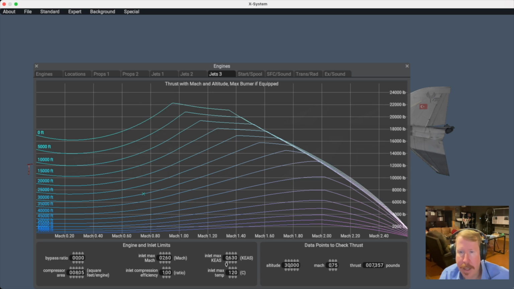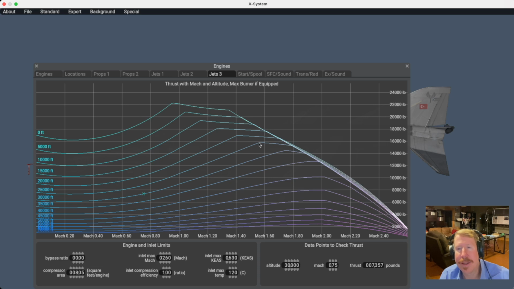Inlet max knots equivalent airspeed. Think of this as just a number that shows up in your airspeed indicator. So when you're above 630 knots indicated, you don't get to do much more and your thrust kind of falls off. But if you want to go faster, you can always go higher. And so if you go up to, say, the 25,000 foot curve here, you can go all the way up to Mach 1.5 before you hit 630 knots indicated airspeed.